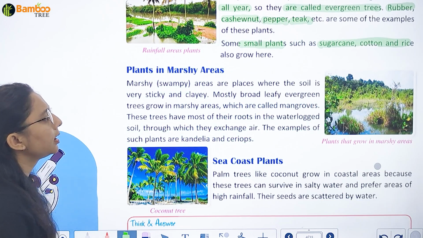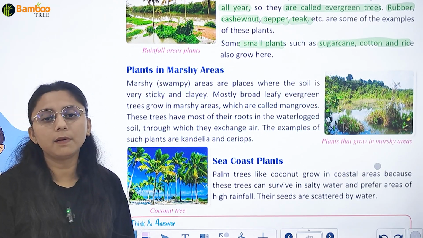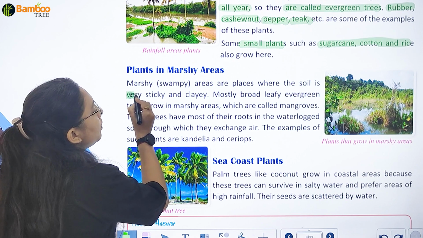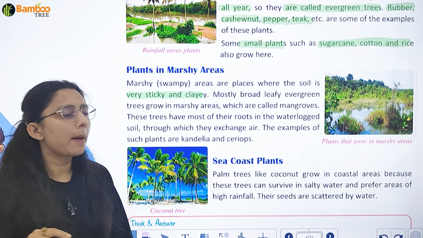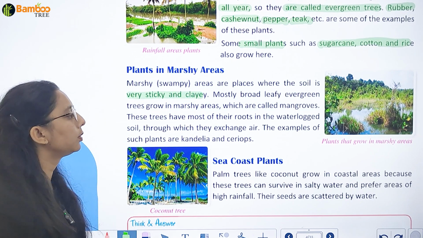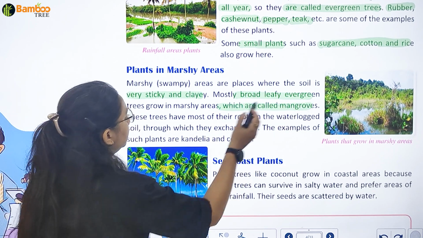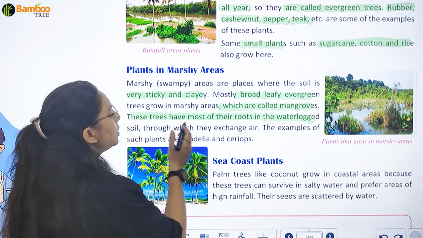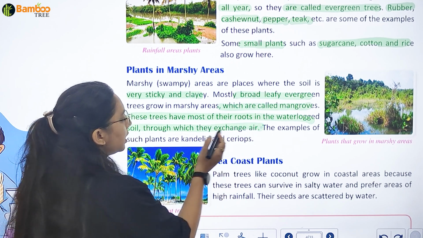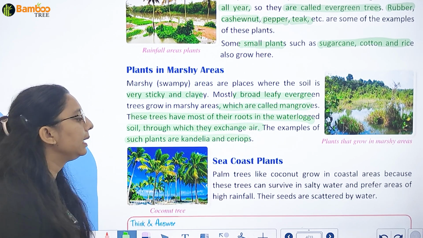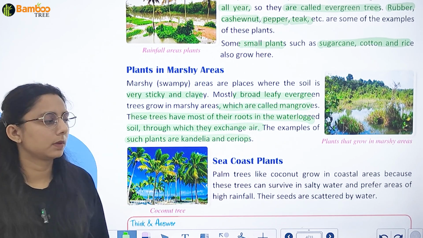Now plants in marshy area. See, what is marshy? It is a swampy area. Here you will find very sticky and clay soil. The trees here will have very broad leaves and will be evergreen trees. They are called mangroves. These trees have most of their roots in the waterlogged soil through which they exchange air. Such plants are candelia or caryopsis.